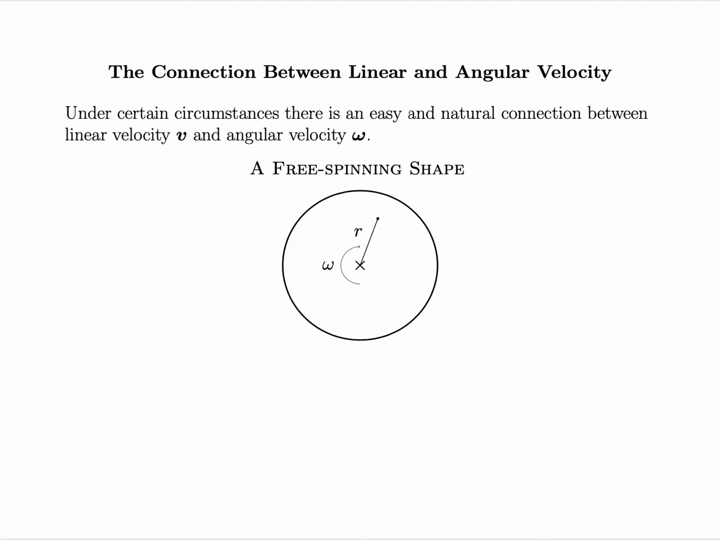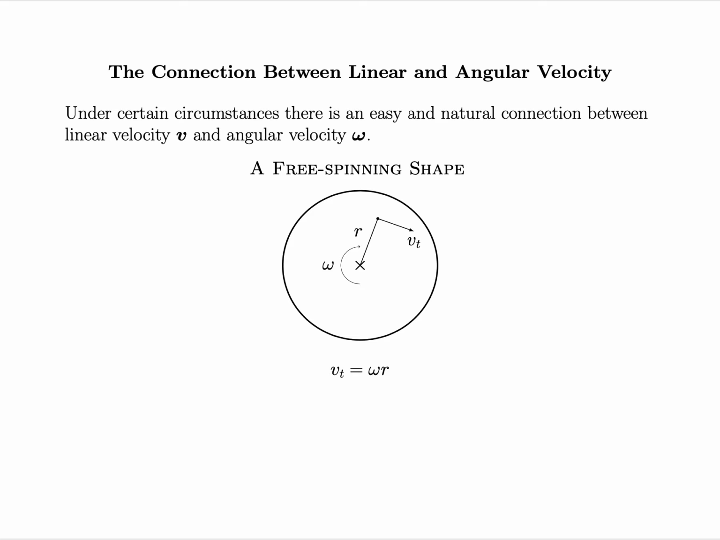But it's pretty clear that different points would have different speeds. I mean, if you think about it, a point that's close to the axis of rotation doesn't have to go very fast to go around once in the same amount of time that a point that's far from the axis of rotation near the edge would have to go around. So the linear speed of a point on a spinning body depends on how far it is from the axis of rotation. And the formula is pretty simple.